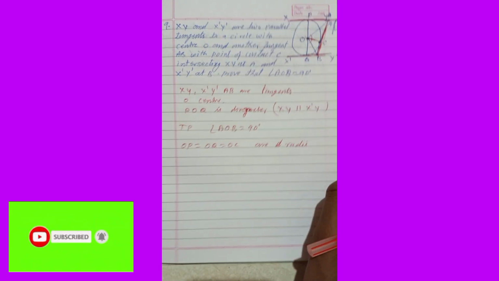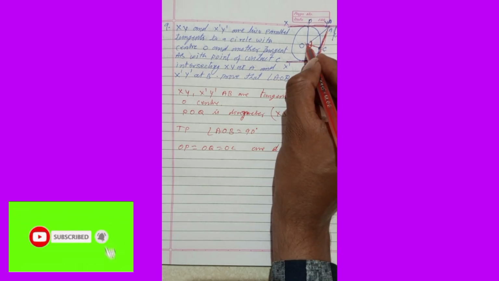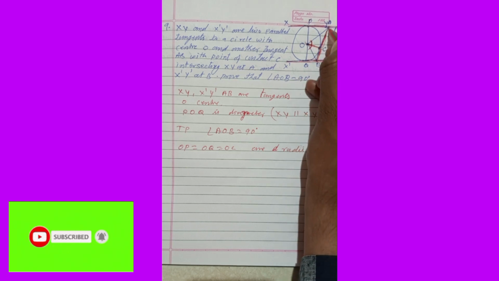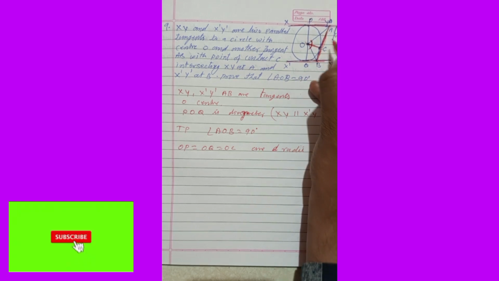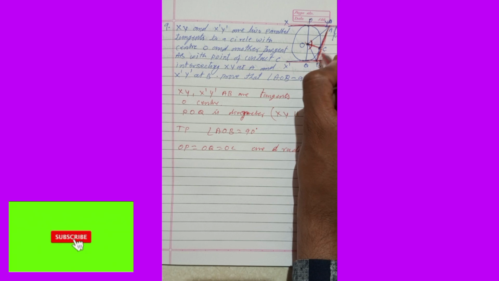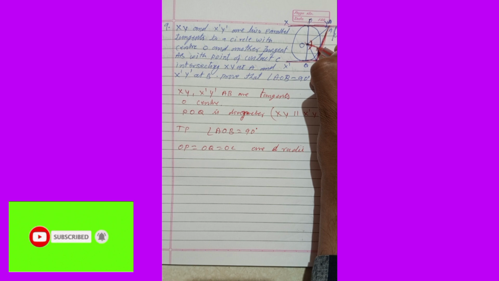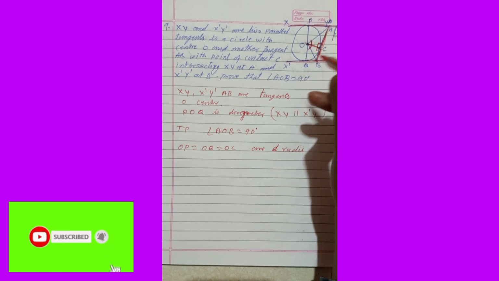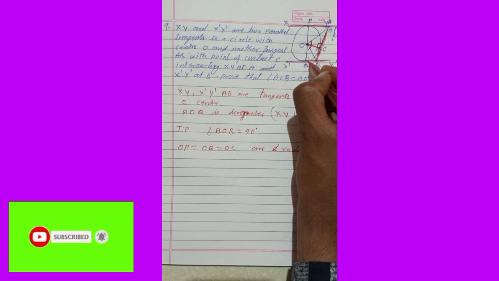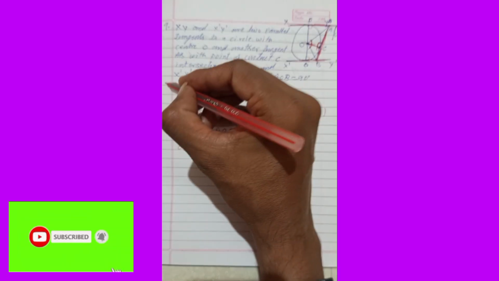Now what we have to do? We have to prove this angle is 90 degrees. Now this is a tangent, and this is the point of contact. So the radius is always perpendicular to the tangent. So this angle we got is 90 degrees, and this side angle also we got 90 degrees. This also is a radius, and this is also a 90 degree angle on the tangent.